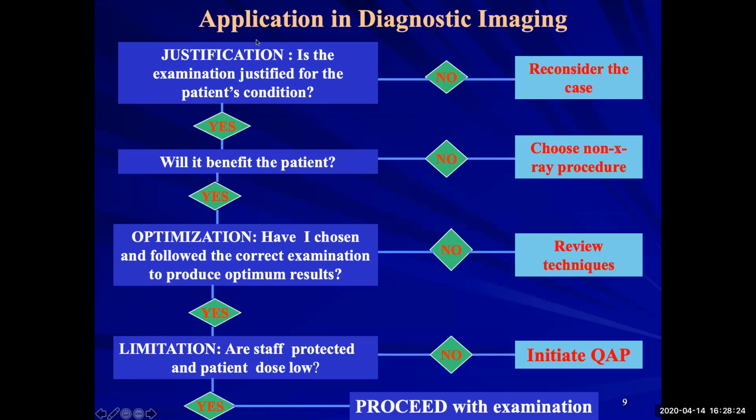So this is the radiation protection flow. We start with justification. If the test is justified, we proceed. If not, we consider another option. So we ask ourselves, will it benefit the patient? If yes, we proceed and go for optimization. If not, we choose a non-X-ray procedure. Optimization means: have I chosen and followed the correct examination to produce an optimum result? If yes, we proceed and consider the limitation. If not, we review the techniques. If limitation is satisfied, meaning staff are protected and patient dose is low, yes, we can proceed. Otherwise, we need to initiate the quality assurance program.